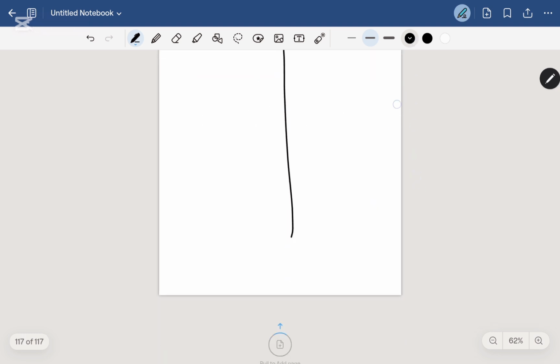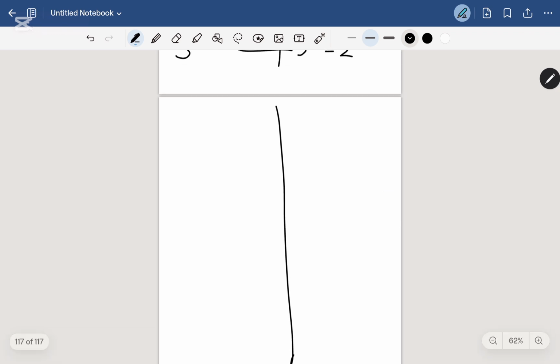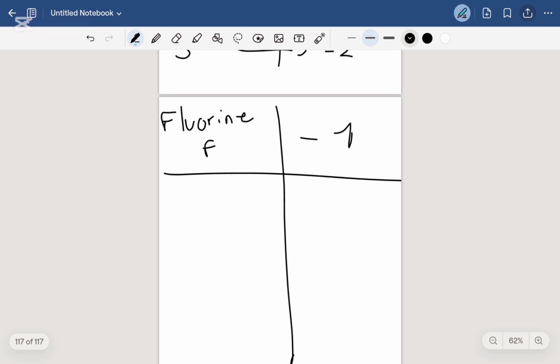Then if we continue our table, we start with fluorine. Fluorine by itself, or F, its oxidation number is always -1. So this is something we have to remember: the oxidation number of fluorine, F, is always -1. Now, if we're talking about group 1 metals, for example Li, Na, K, Rb, Cs, Fr, the group 1 metals you can see on the periodic table.